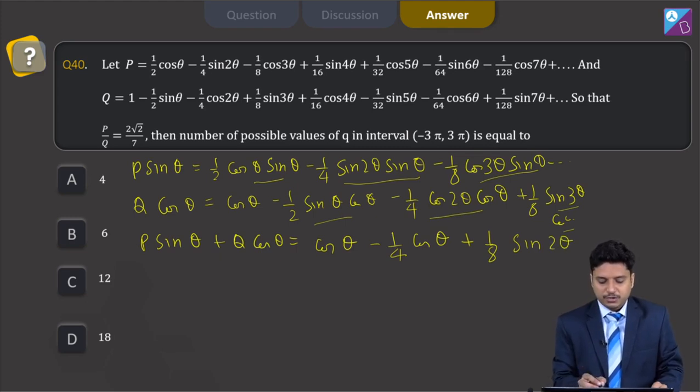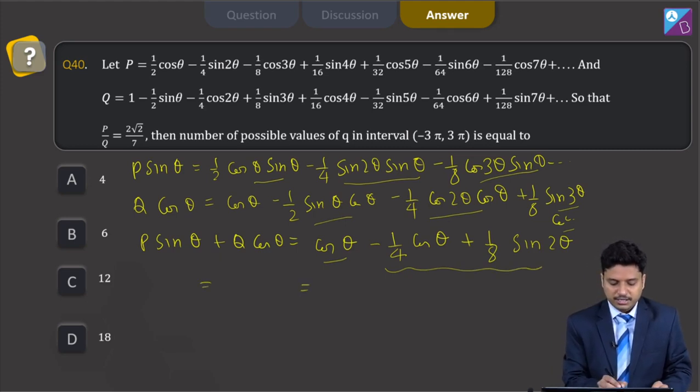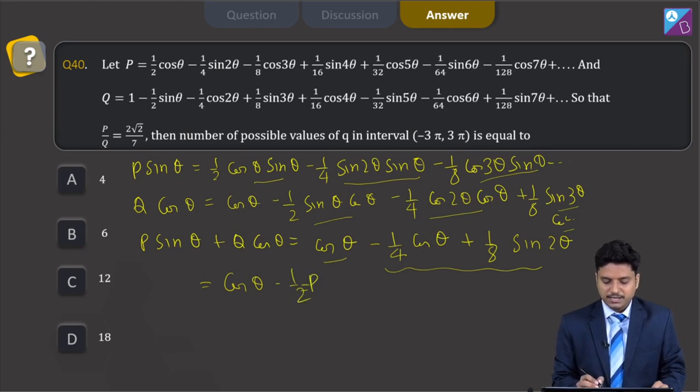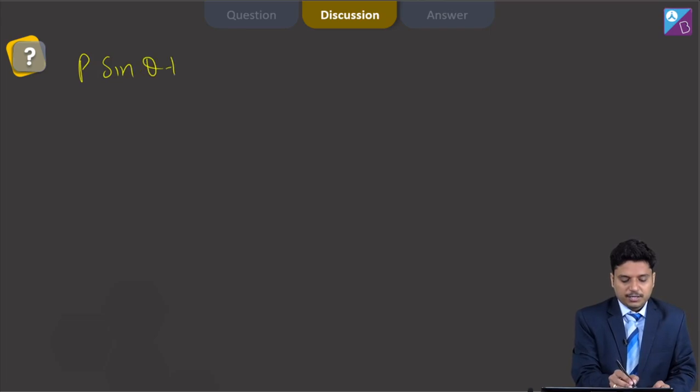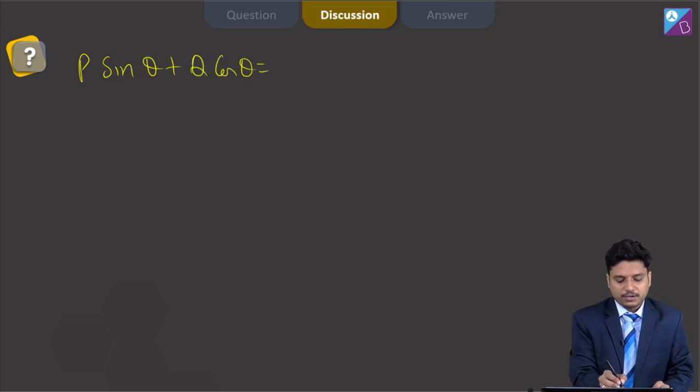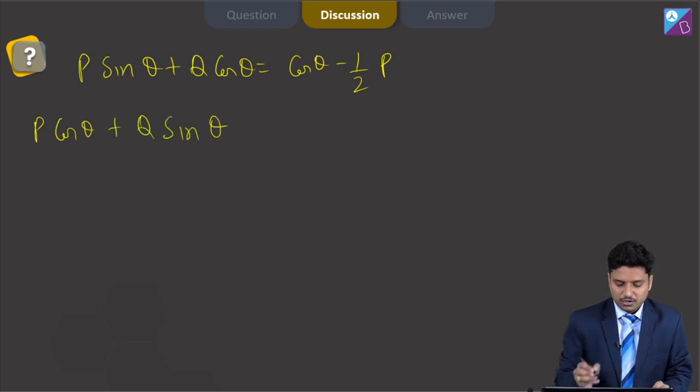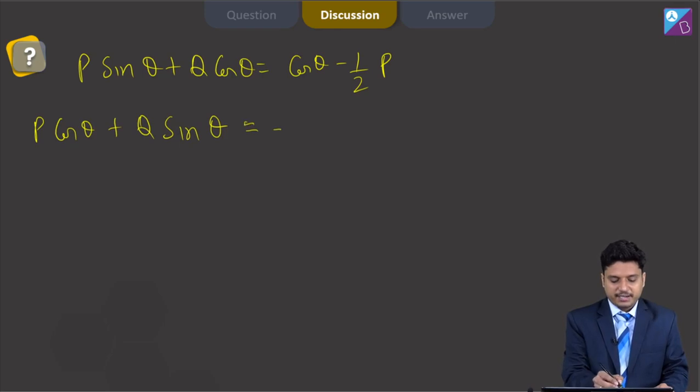So what you can see, except this cos theta, everything can be converted into cos theta minus half into p. So p sin theta plus q cos theta is equal to cos theta minus half into p. Similarly, if you go with p cos theta plus q sin theta, you can simply try and it can also be converted into minus 2 into q minus 1.